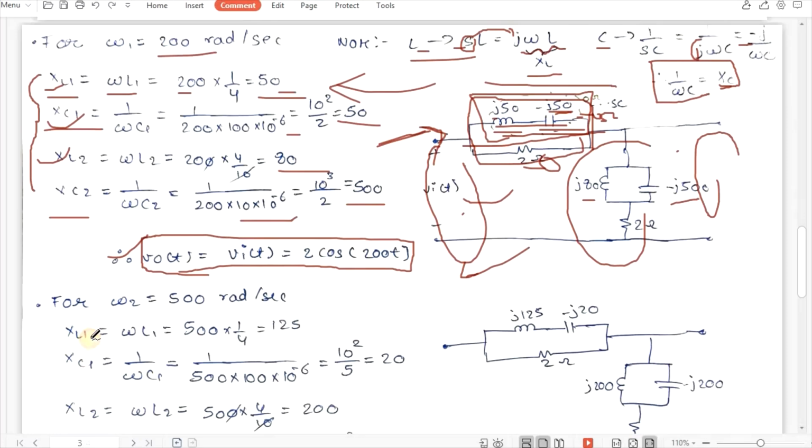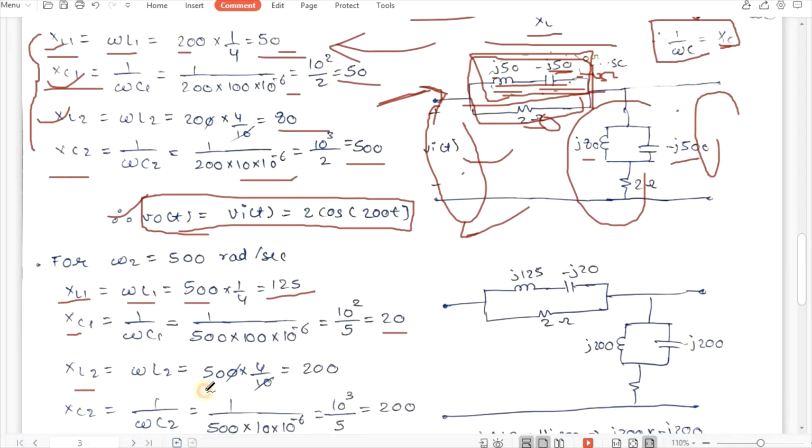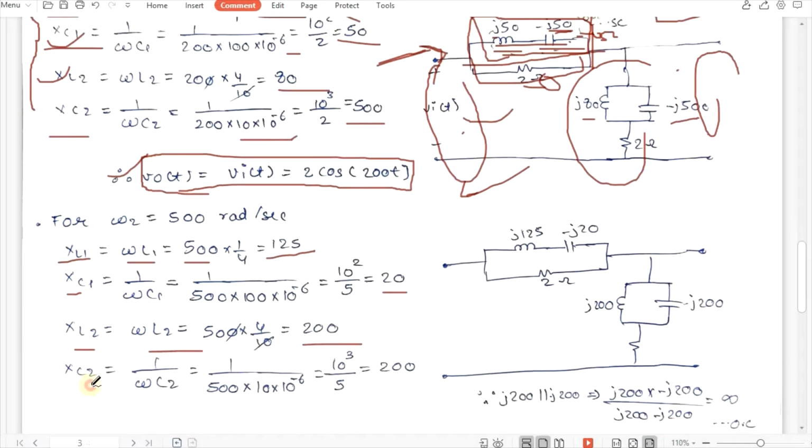Okay, so the reactance XL1 will be omega L1. Omega is 500 here and L1 is 1/4, so it will be 125. Similarly, XC1 will be 1 upon omega C1, which is 20. XL2 will be omega L2, which is 200. XC2 will be 1 upon omega C2, which is 200.